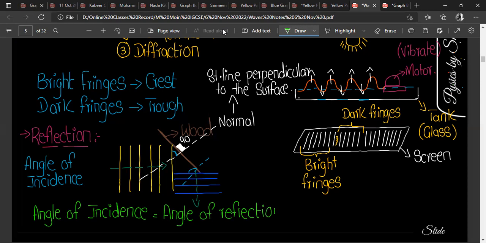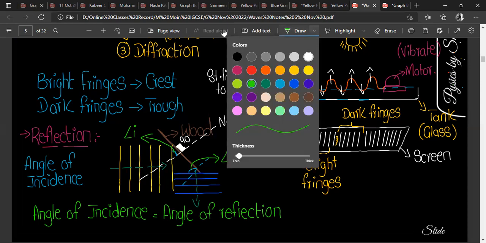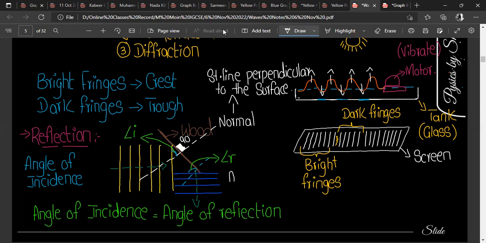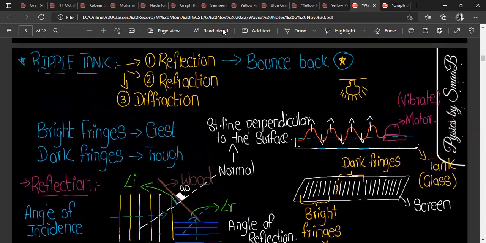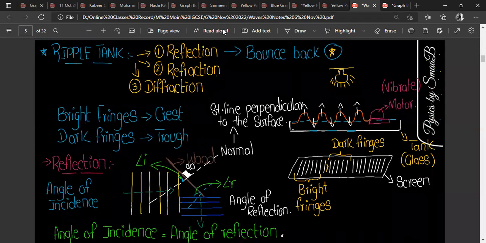What is the angle of reflection? This angle will be known as the angle of reflection, and this one is known as the angle of incidence, right? The incident rays make the angle of incidence and the reflected rays will make the angle of reflection. So this is our first observation, our first phenomenon related to the ripple tank, that of reflection.